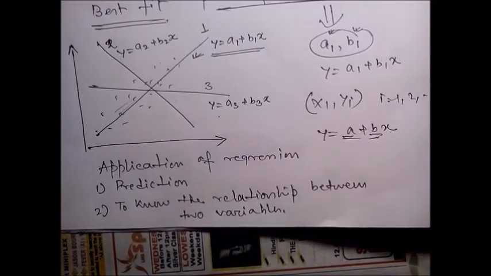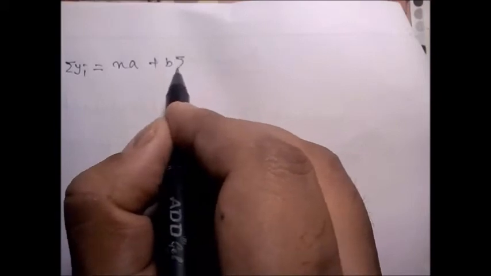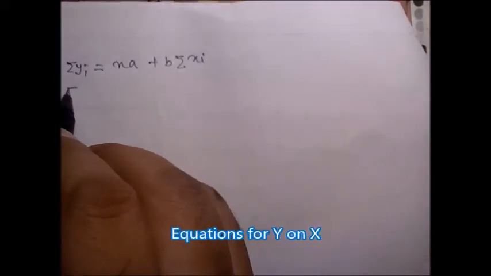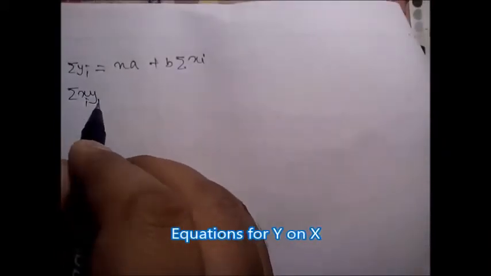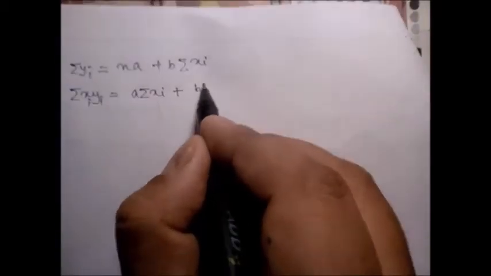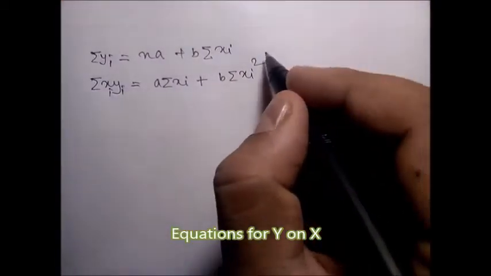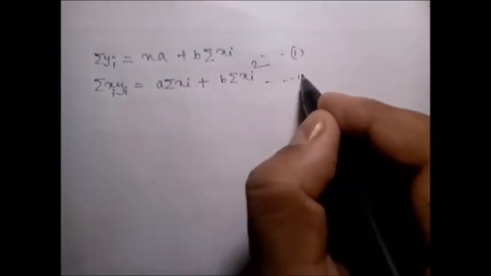Okay, so prediction: we can use regression for prediction, or we can use regression analysis to know the relationship between two variables, through two lines, two equations. Say the equations are: summation of yi is equal to na plus b summation of xi, and summation of xiyi is equal to a summation of xi plus b summation of xi square. Equation number 1, equation number 2.